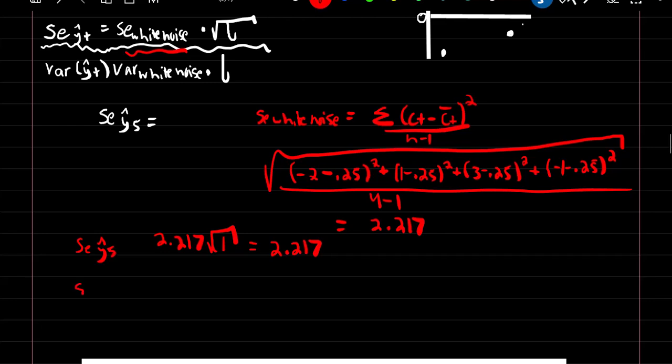And then we do the same thing for the standard error at time 8. So it's going to be the standard error of a white noise, which we found to be 2.217, times the square root of the length, which is 4, and it produces a value of 4.435. So now that we have our predicted values and our predicted standard errors, we can form our prediction intervals.